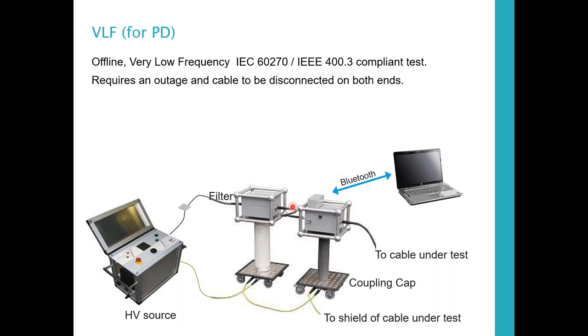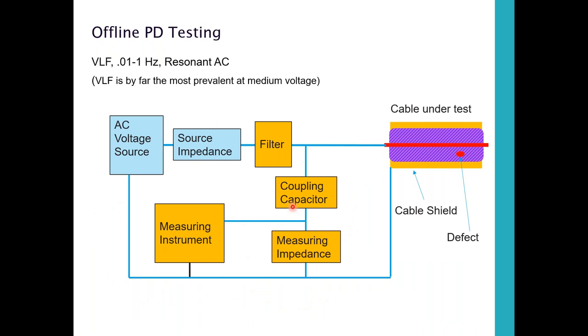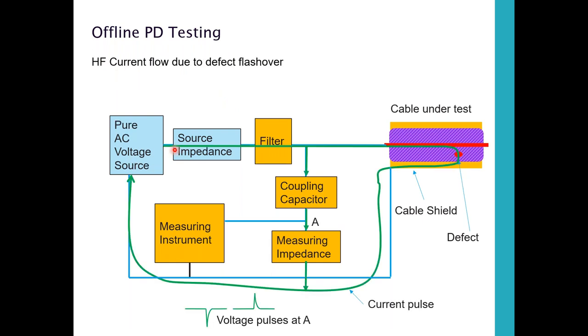And within here, we'll see we've got a coupling capacitor and a measuring impedance in that circuit, and then a measurement instrument that goes through there. What it's going to do is apply a voltage to the cable.